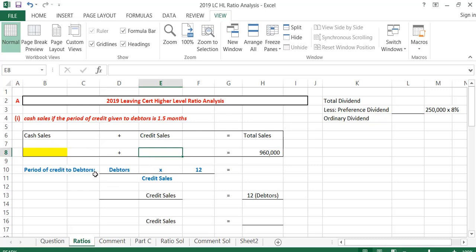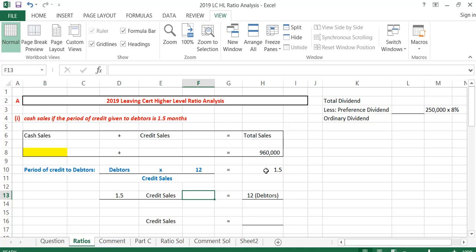So the period of credit given to debtors. The formula is here in blue. It's debtors over credit sales multiplied by 12 because there's 12 months, is equal to 1.5, it tells us in the question. So if I cross multiply here, 1.5 times credit sales will be equal to 12 times debtors.